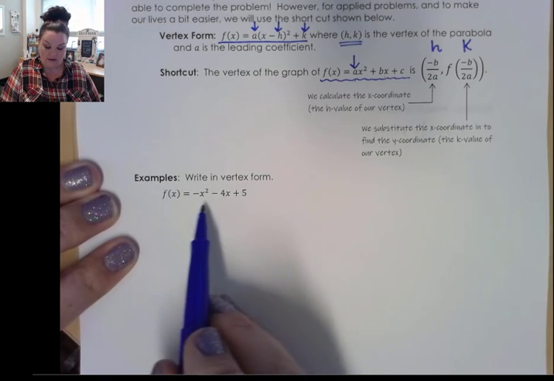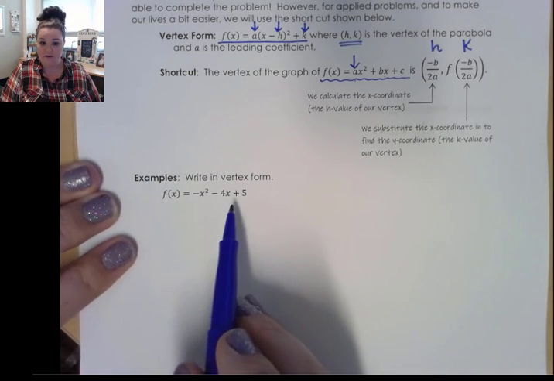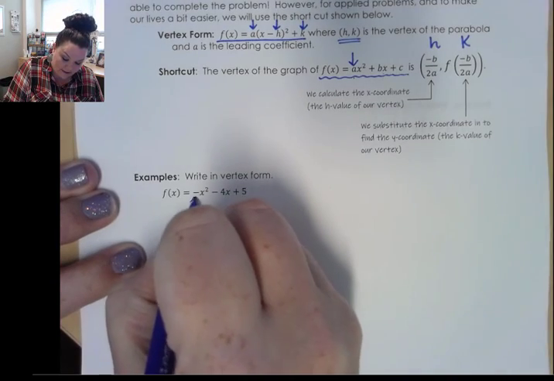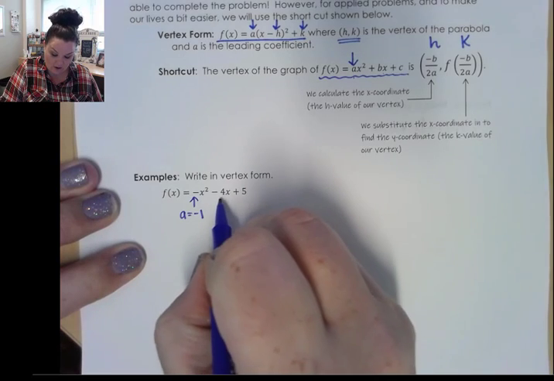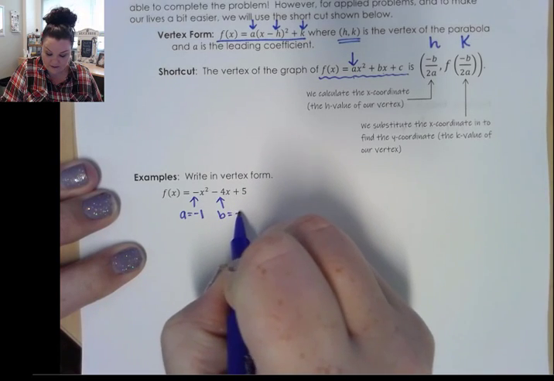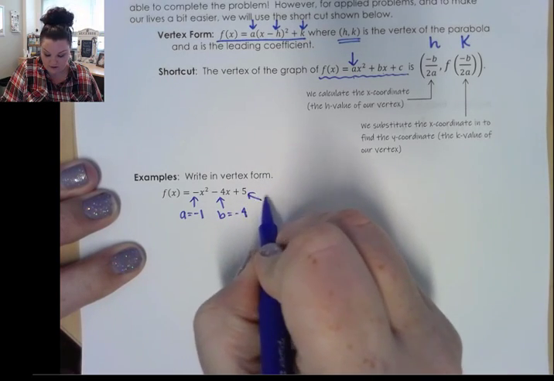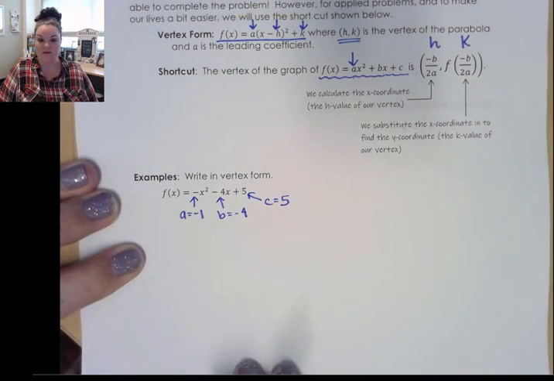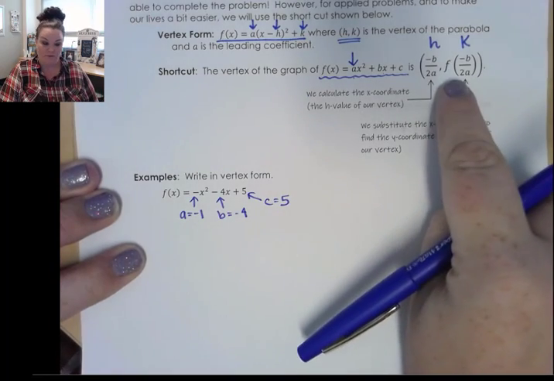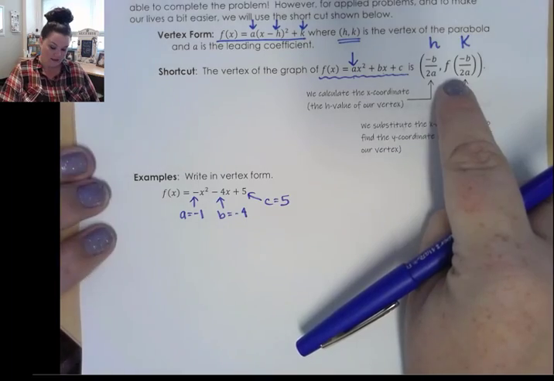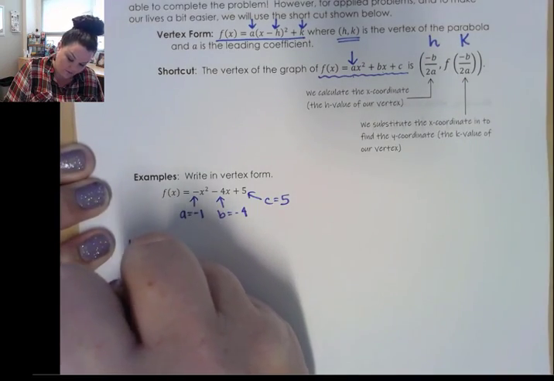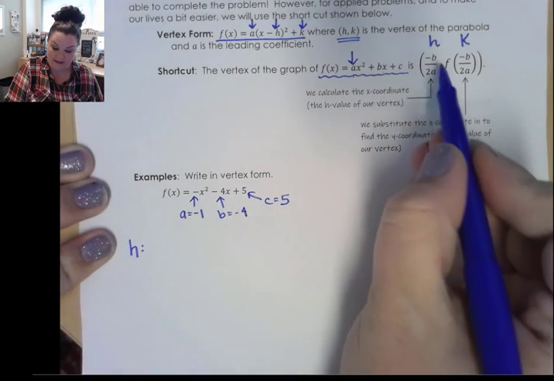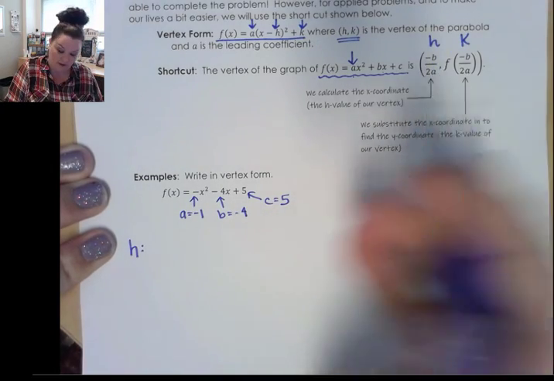So here is our function in question, right? So here we can see that our a is going to be -1, right? Our b value here is -4, and our c value here is 5. So if I want to find my vertex using that shortcut, I know that the h value of my vertex can be found by calculating negative b over 2a.